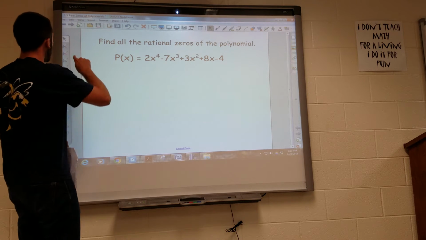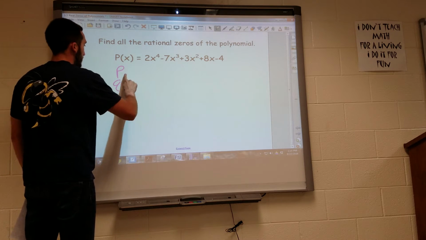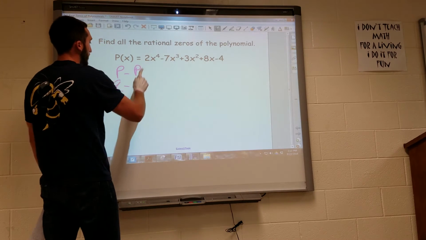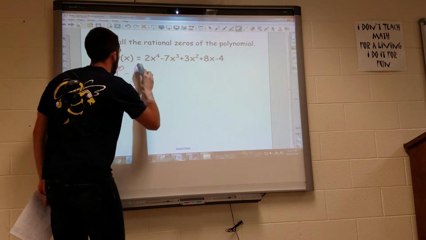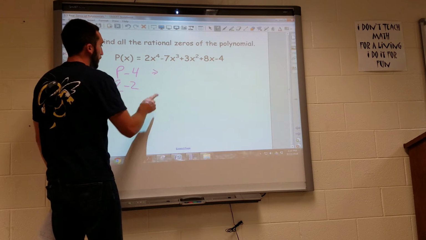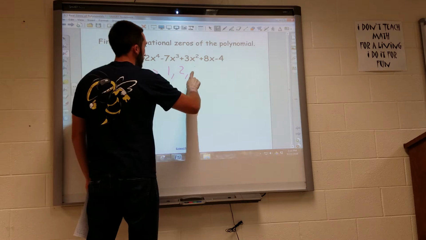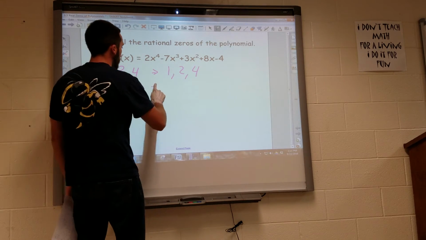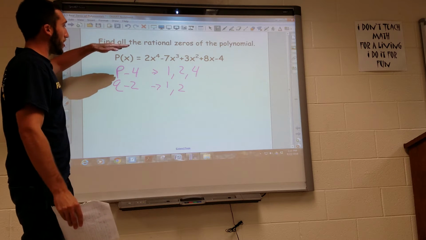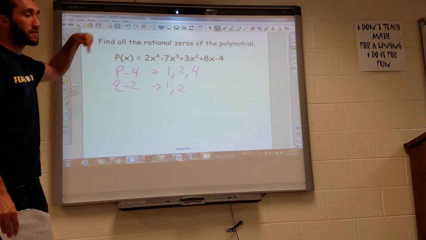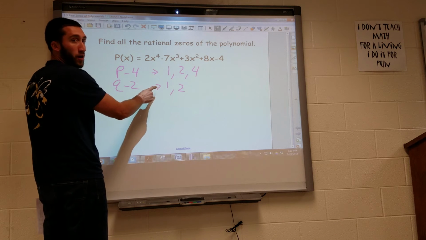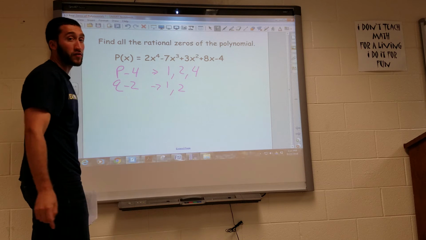So again, we start off with p and q. My p in this case is 4, and my q is 2. Oops, I wrote p. So, all the factors of 4, 1, 2, and 4. All the factors of 2, 1, and 2. So now when I go and list all of my possible zeros of p divided by q, I have to take 1, 2, and 4 divided by 1, and then 1, 2, and 4 and also divide it by 2.